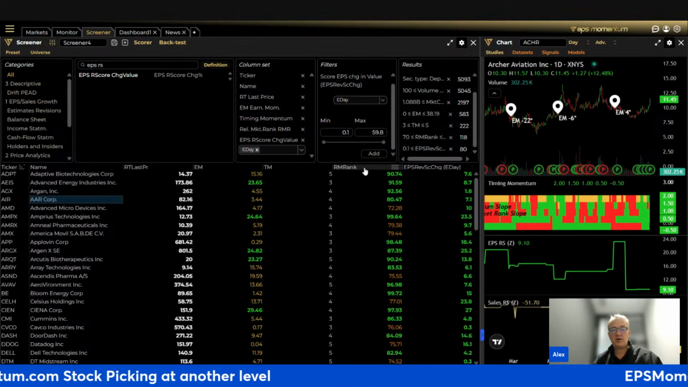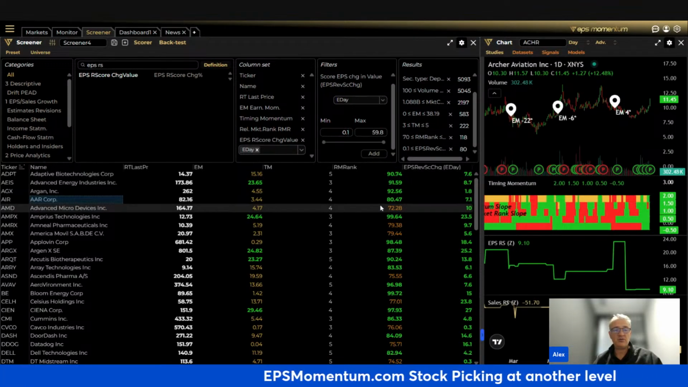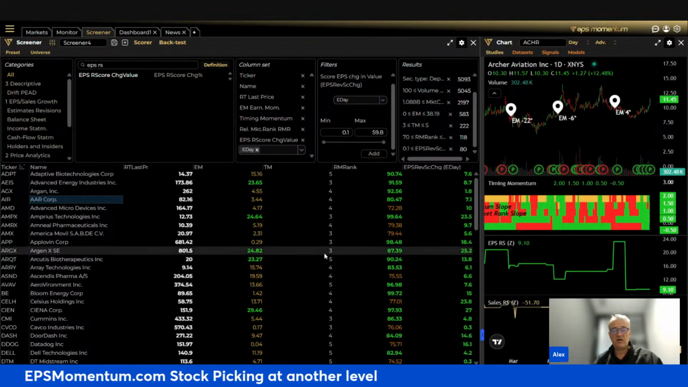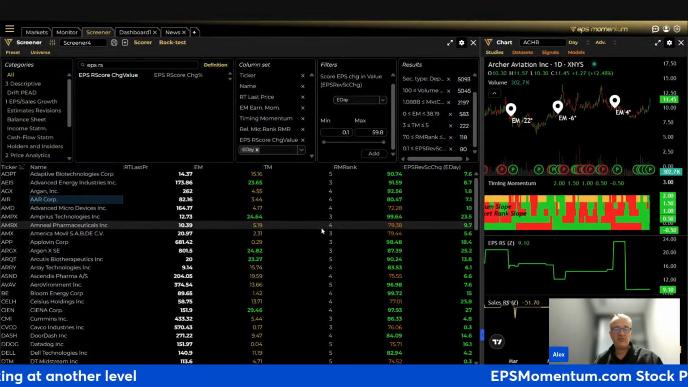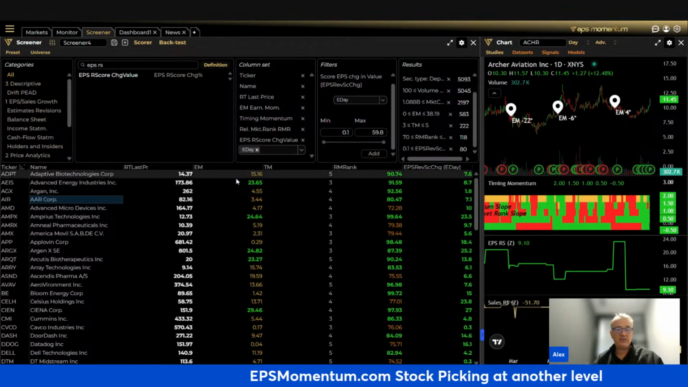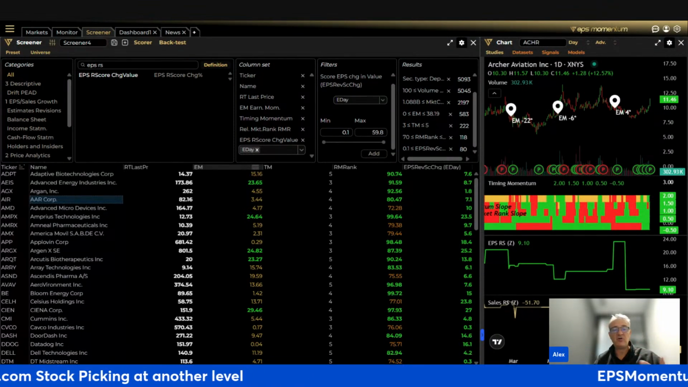The RMR is relative market rank. The relative strength is very positive. 70% of the stocks are below this stock. The timing momentum is green or almost all green, 3 or 4 or 5, which is great. And the earning momentum is positive. So we'll have earning per share, sales, profit margin, and free cash flow in a good trend.